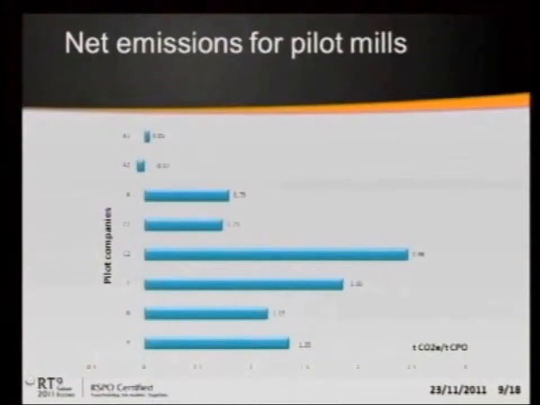These are reported in tons of CO2 per ton of CPO on the x-axis. And you've got two companies with negative emissions. In other words, they're net sequesters. And these were the 2 companies with very low biomass when they started. They're in the first generation.